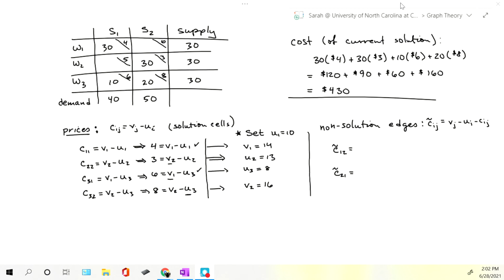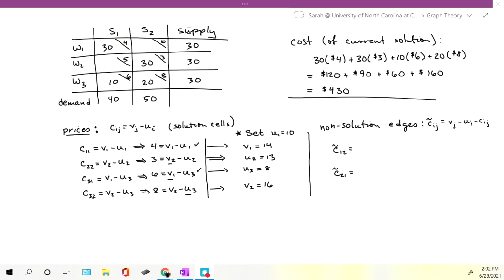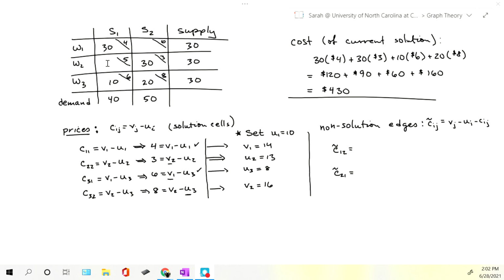Now we've got all the background information we need in order to select which of these cells, which are currently not a part of the solution, which of those two should be thrown into the solution to make the total cost decrease. So here our cells are 2,1 and 1,2. I wrote them both down already. We're just going to use the appropriate formula and plug in all of the values that we already have.